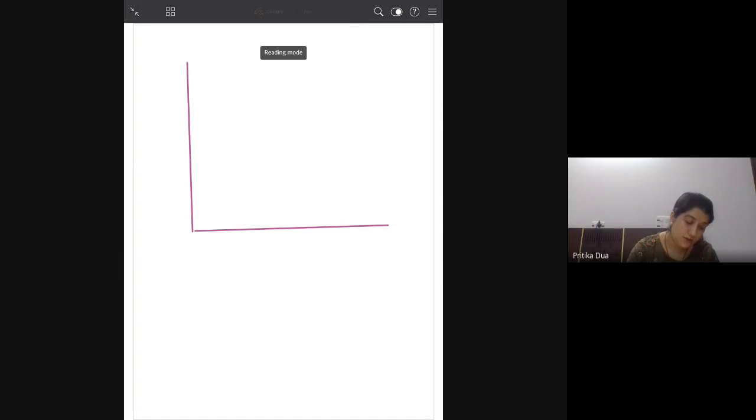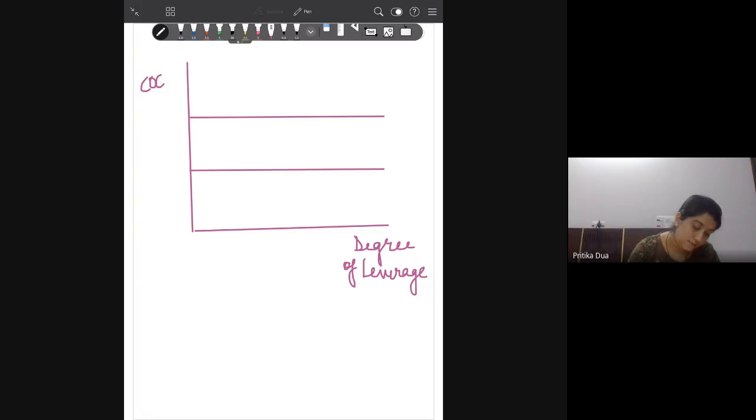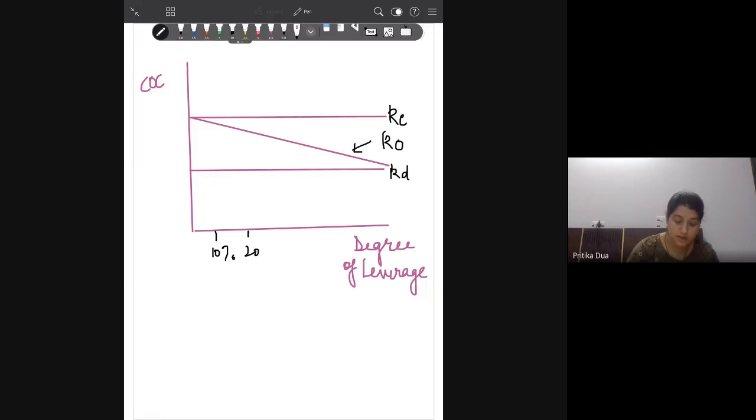We take the degree of leverage on the x-axis, and we take the cost of capital on the y-axis. We are assuming that cost of debt is lower than the cost of equity. Okay, so this is your cost of equity, this is your cost of debt, and this line in between is the overall cost of capital. So as the degree of leverage is increasing in the capital structure, say you're moving from 10% to 20 to 30 and so on, you can see that the overall cost of capital is falling.